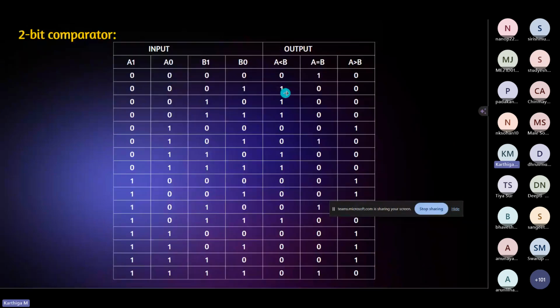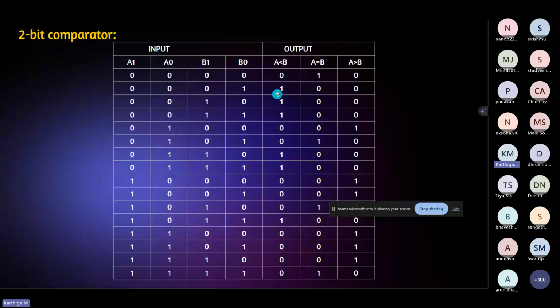So let's see some examples. If you see here, second case, A1 is 0, A0 is 0, B1 is 0, B0 is 1. When you compare A1 and B1, they are equal, both of them are 0. So we move on to comparing A0 and B0. A0 is 0, B0 is 1. So B0 is greater than A0. Hence B should be greater than A. So A less than B gets 1.